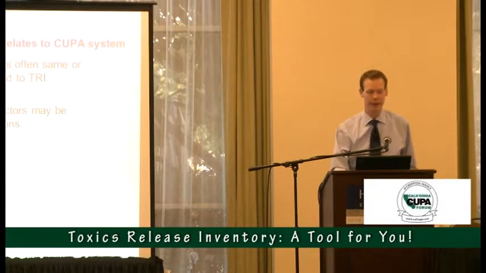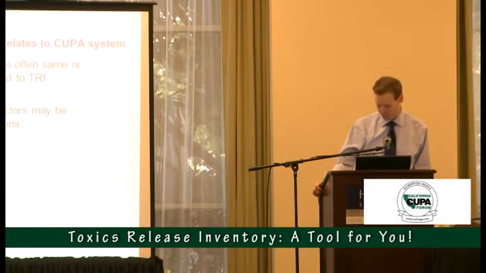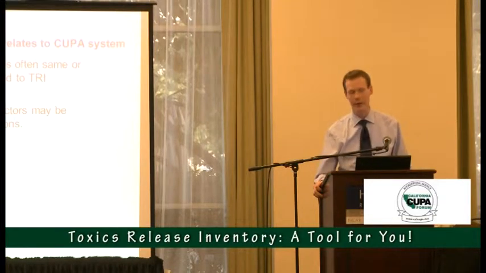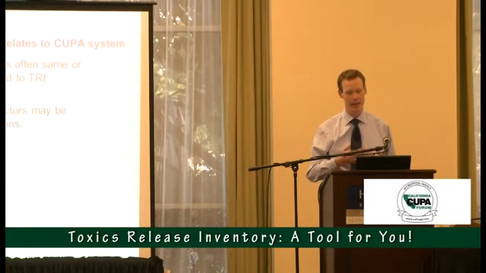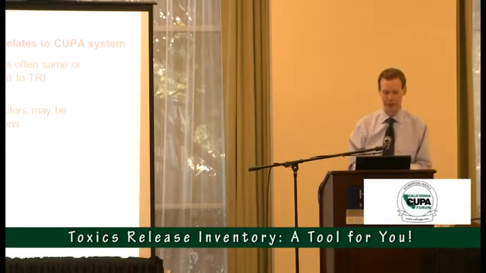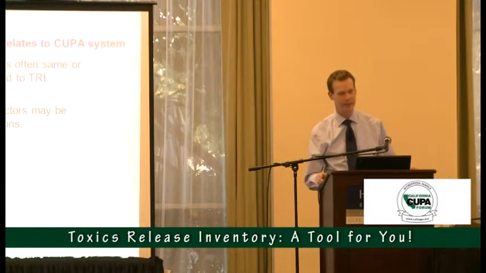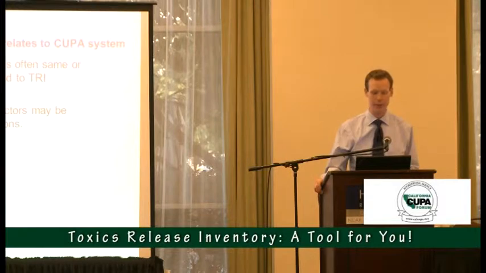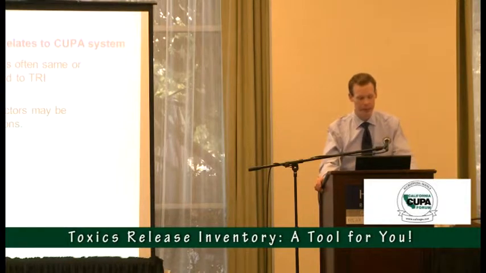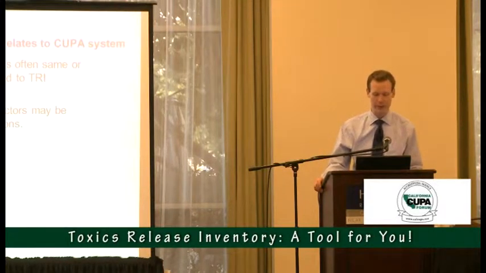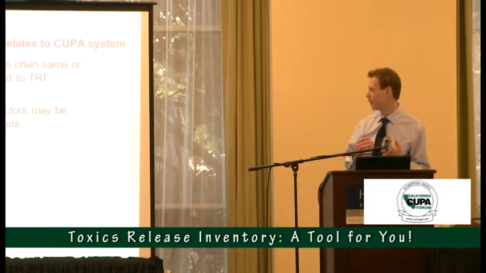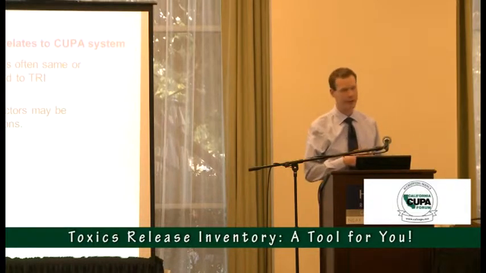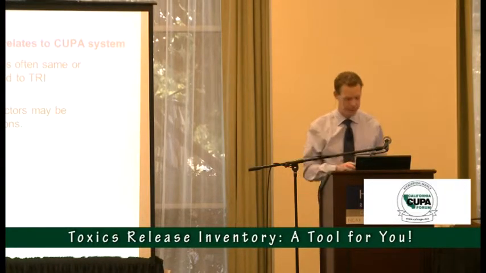But the reason we present all that information is EPA was hoping to get some of this information to the CUPAs so that they understand what TRI is and how TRI can relate to the CUPA system. And something that EPA wants to stress is that the information reported to the CUPAs is often the same or similar to what is reported to TRI. And EPA would hope that TRI inspectors and CUPA inspectors would be looking for closely related violations, and that it might be potentially possible to coordinate efforts on enforcement and inspections.